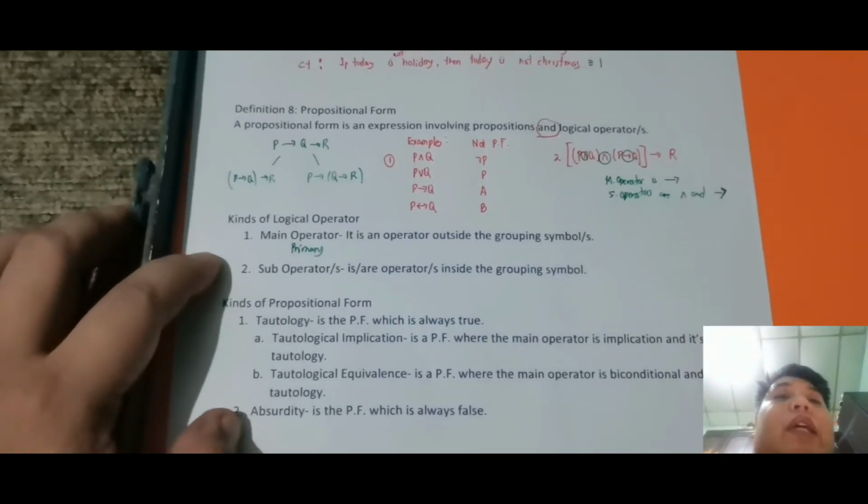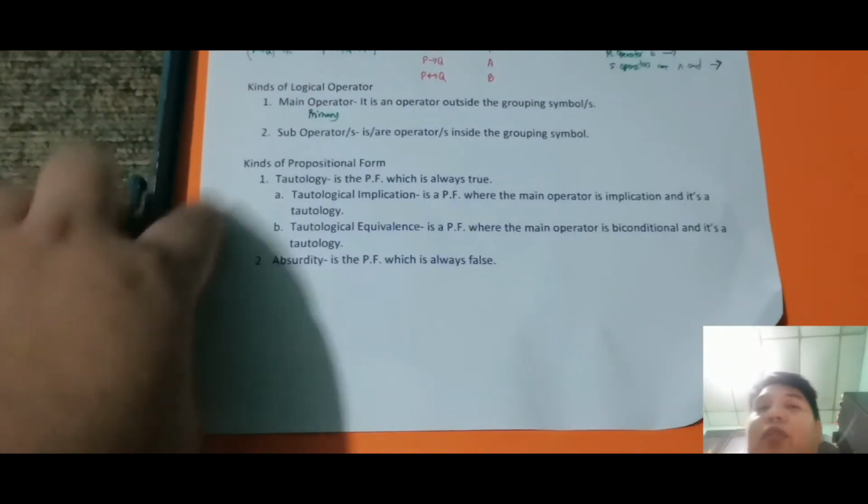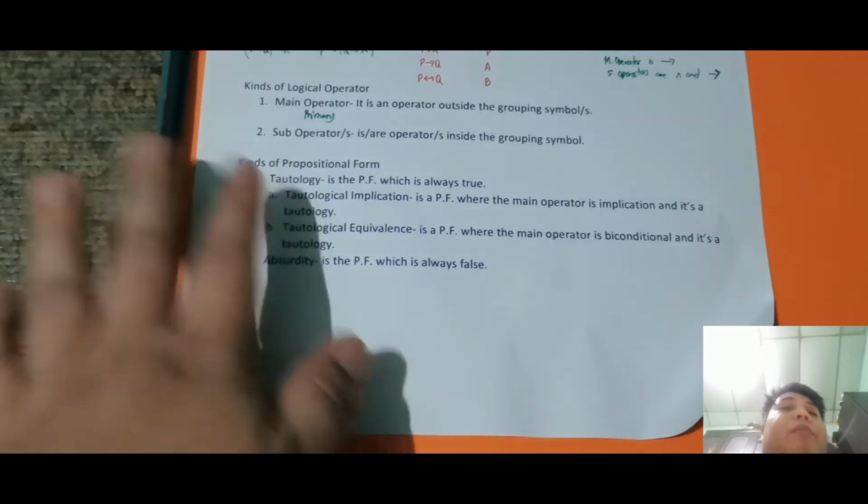Okay, so I hope we are clear on propositional form. Its definition is very simple, and we can add a bit of solution or solving to it. Now, let's move on to our next topic, which is the kinds of propositional form.